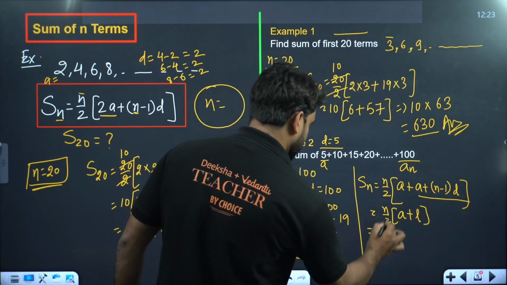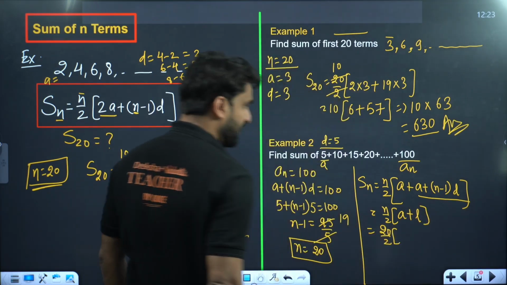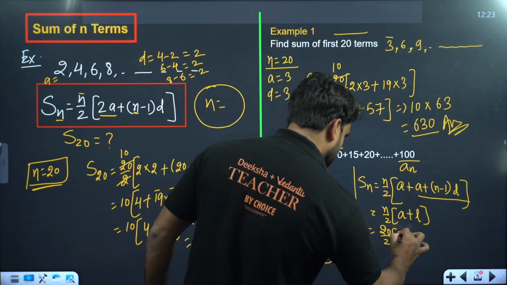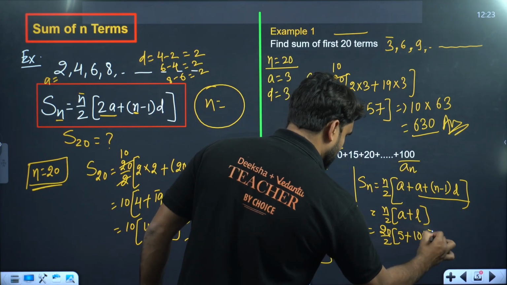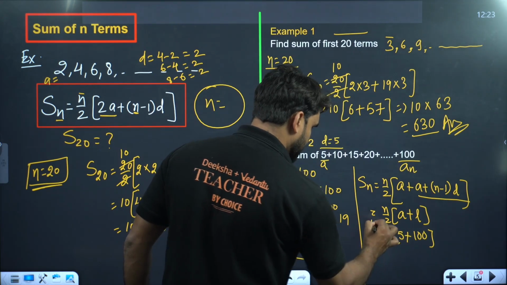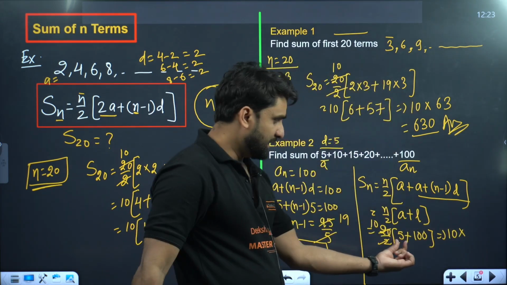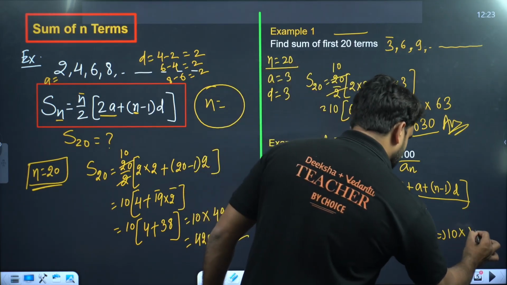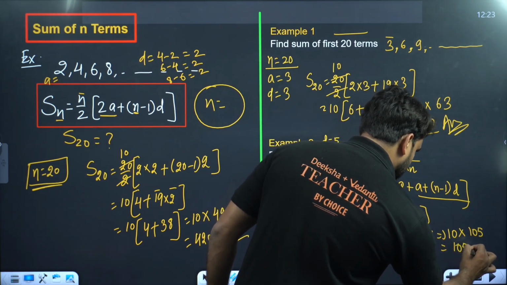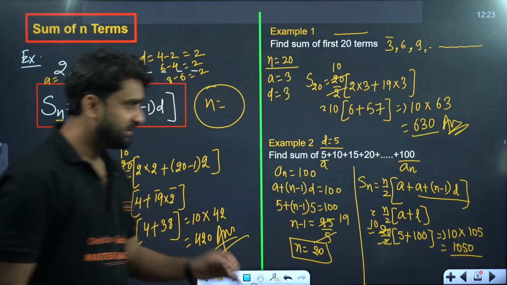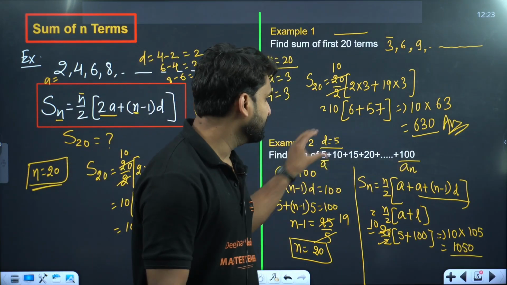Now find the values. n is equal to 20. So this is 20 divided by 2. And where is a? a is 5. 5 plus, where is L? L is 100. So this is 100. Now solve this. 2 will cancel by 10 times. So this is equal to 10 into 5 plus 100 will be 105. 105, and one more 0 will come because both are getting multiplied. So this is the answer, 1050. 1050 will be the sum of the total terms present in the AP.